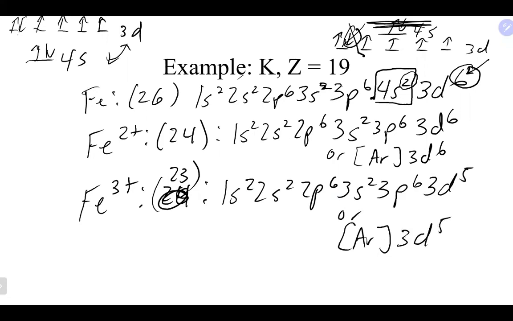So transition metals are a little bit different than representative metals. Representative metals, groups 2 and 3, will pretty much lose the last electrons in the configuration. Transition metals will always lose the s electrons first, and then if they need more, they will go into the d orbitals and start plucking out some d electrons. Any questions on that?